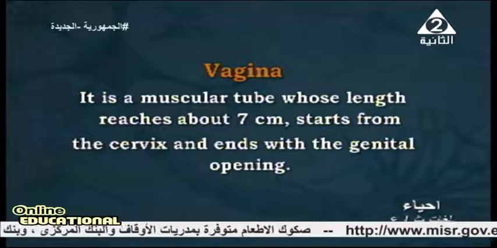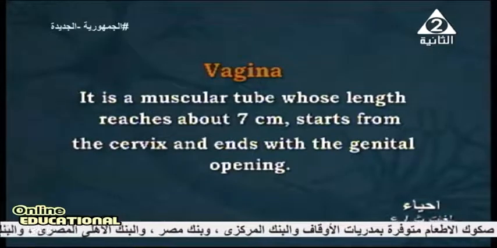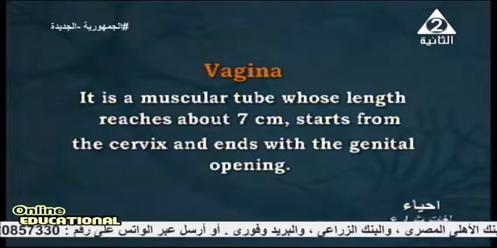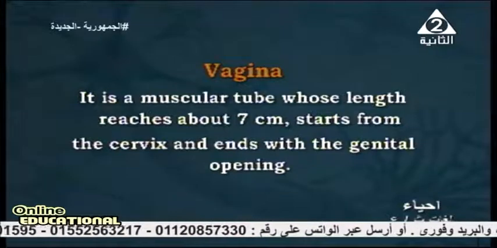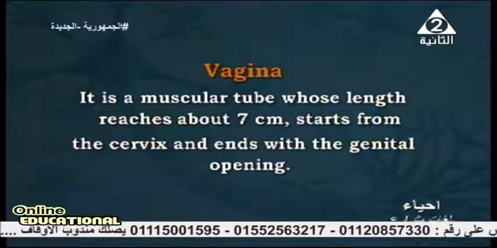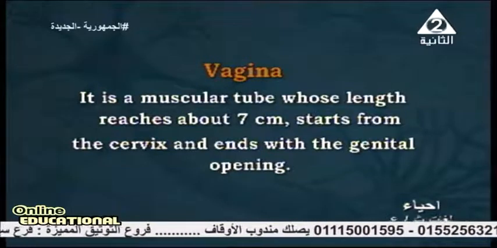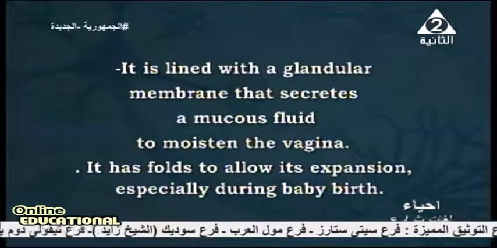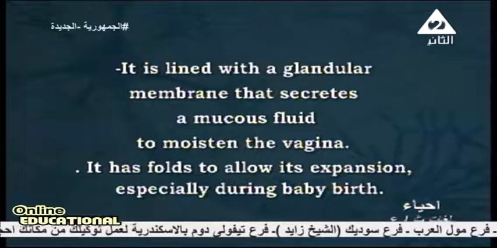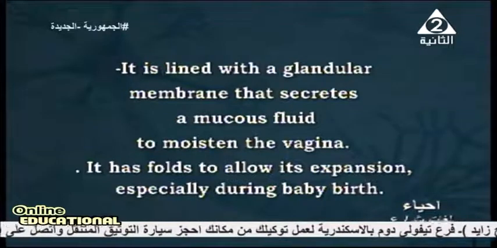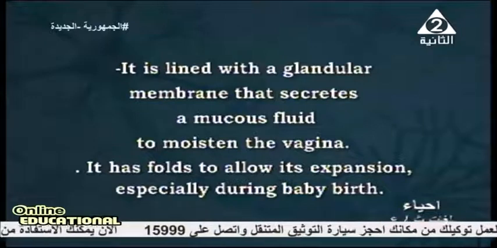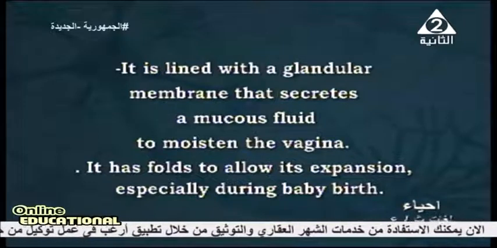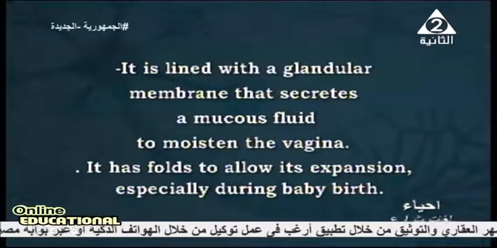What is the vagina? A muscular tube, whose length is about 7 centimeters. It starts from the cervix and ends with the genital opening. Through the vagina, the baby can go out of the body by contraction and relaxation. Also, the vagina, like the uterus, is lined with glandular membranes. These glandular membranes secrete mucus fluid to moisten the vagina, and it also has folds to allow expansion, especially during baby delivery.